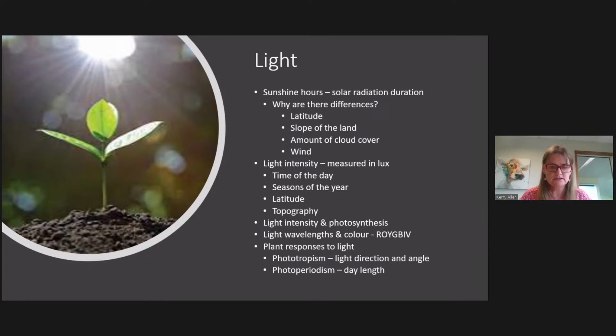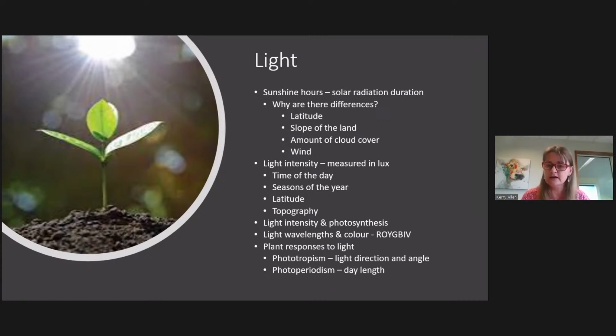So solar radiation is dependent on 4 things, and that's what I've got under there. Why are the differences? So the first one is the latitude. So Auckland will receive twice as much sunlight as Invercargill in winter, for example. It is the slope of the land. So north-facing slopes receive far more light than south-facing slopes. So therefore, you're better to plant your crops on north-facing slopes. That is opposite in the Northern Hemisphere.